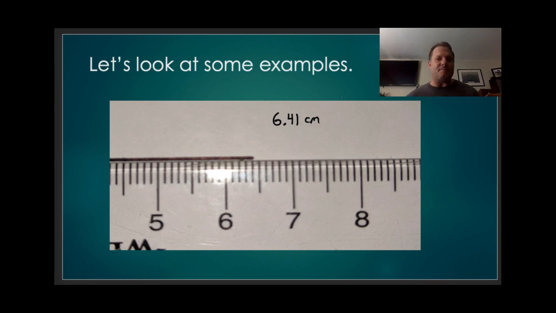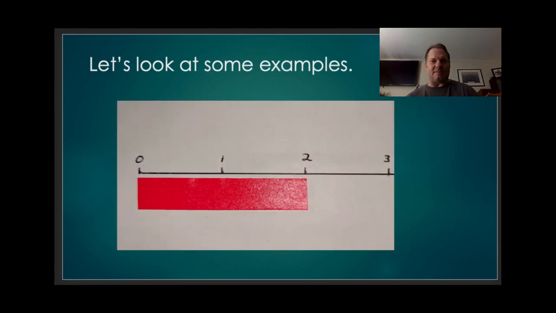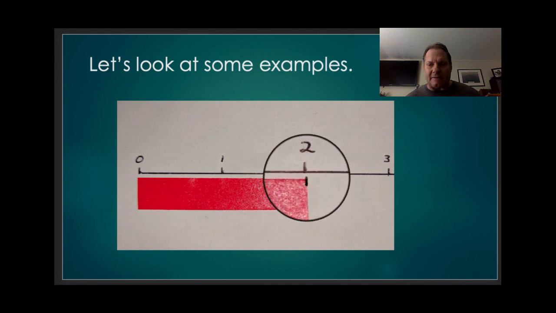Would that have been okay? Sure. 6.40, 6.41. But the important thing is that I have this decimal out there that's telling me, hey, I'm dealing with an estimate at the hundredths place. All right, this is a tricky one. Now, this guy appears to be right on that 2, as far as I can see. Just about on that 2.